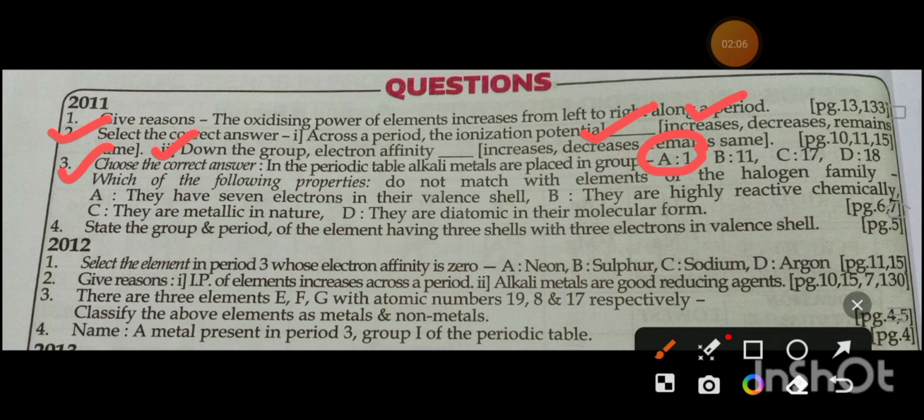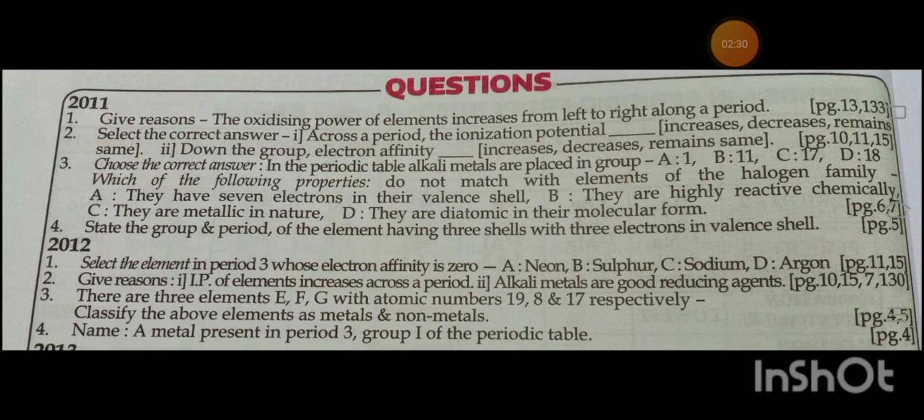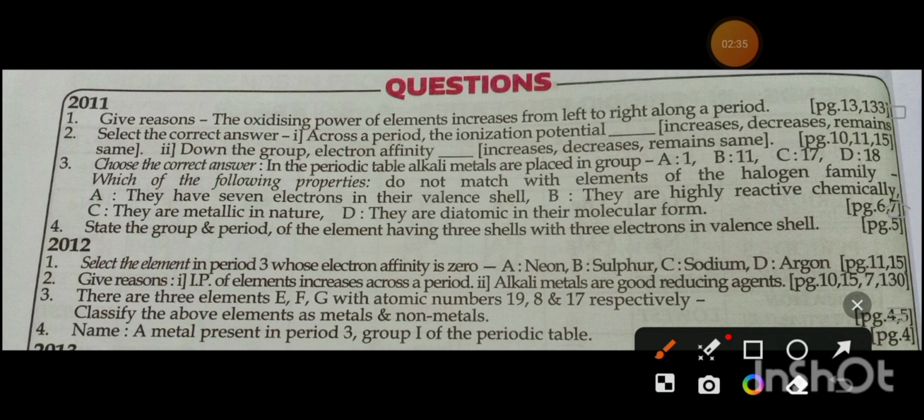Next question. Which of the following properties do not match with the elements of the halogen family? There are a total of 4 options given. The first, A: they have 7 electrons in their valence shell. Yes, it is true, it matches the halogen family. They are highly reactive chemically. Yes, it's true. They are metallic in nature. This doesn't match the halogen family. Why? Because halogens are non-metallic in nature. So for this question the answer is C.